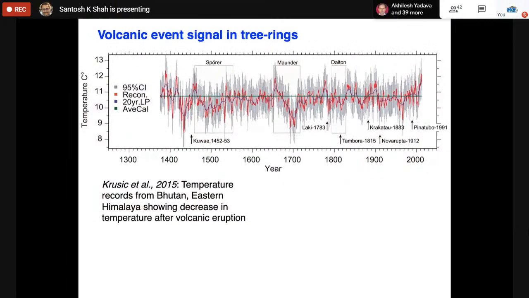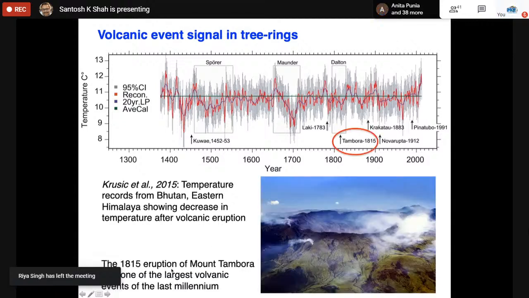Here, from the eastern Himalaya region, tree rings have been utilized to reconstruct the temperature of the summer months. And here, most of the lower temperatures recorded coincide with known volcanic events. This is the 1815 eruption of Tambora, the Mount Tambora eruption, which is considered the largest volcanic event in the last millennium. And this has been perfectly recorded. Even due to this volcanic eruption, 1816 is known as the year without summer, or without sun.